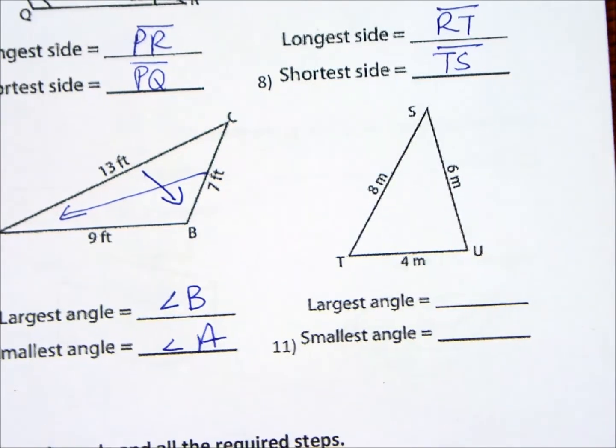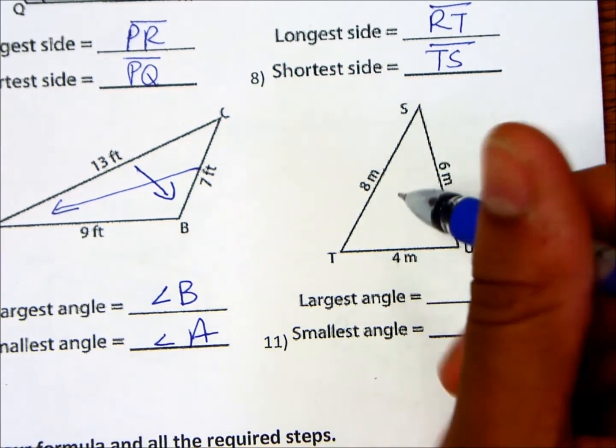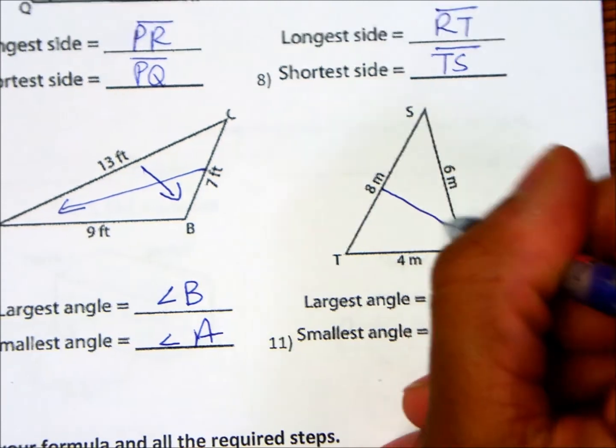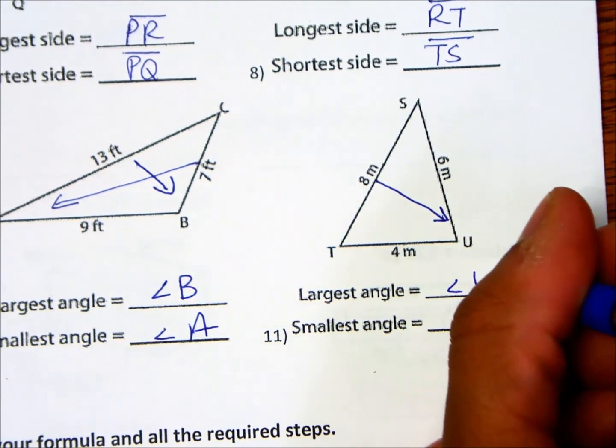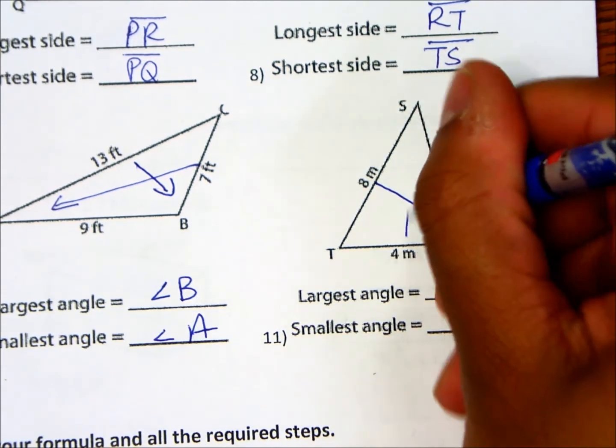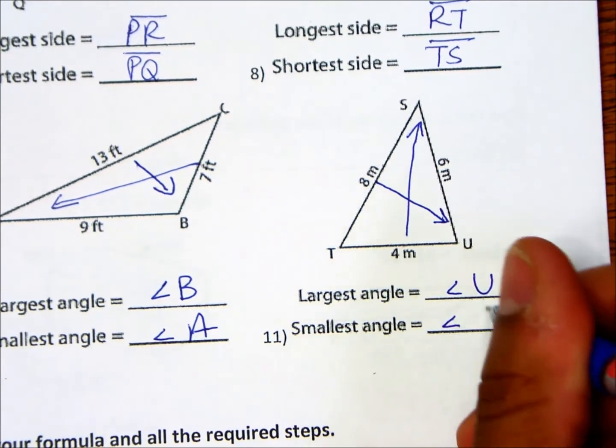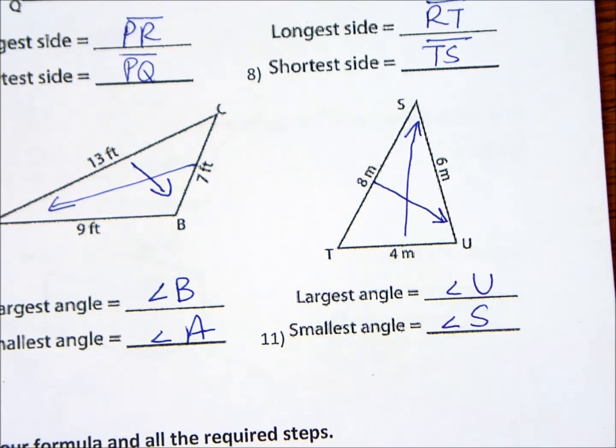Next part. The largest angle. Largest angle is opposite the biggest side. 8 meters is their biggest side. Angle U is your biggest angle. Smallest side is opposite the smallest angle. Angle S is your smallest angle.